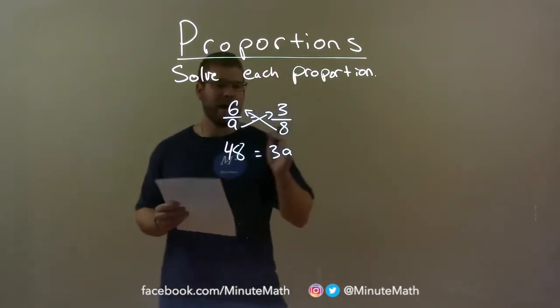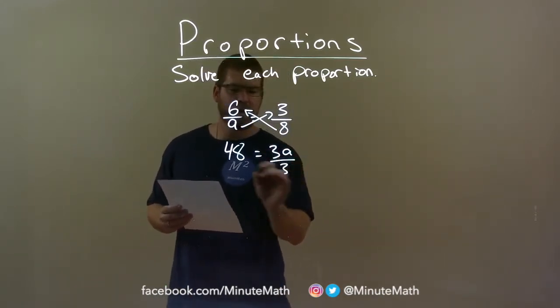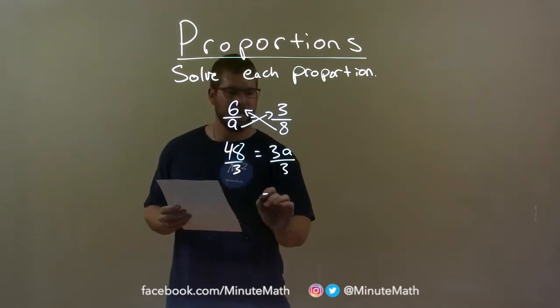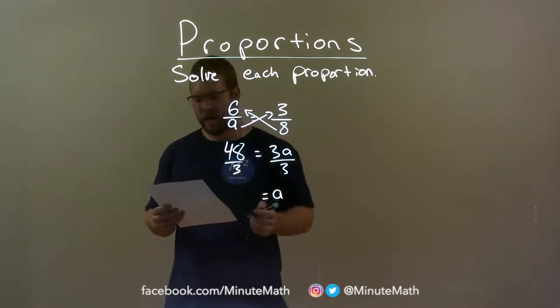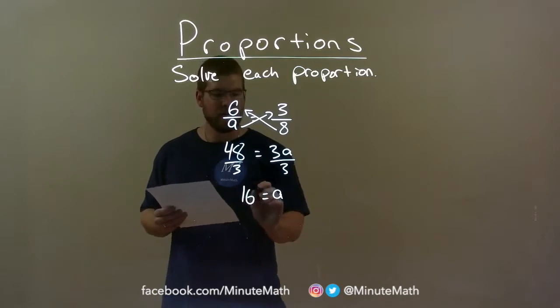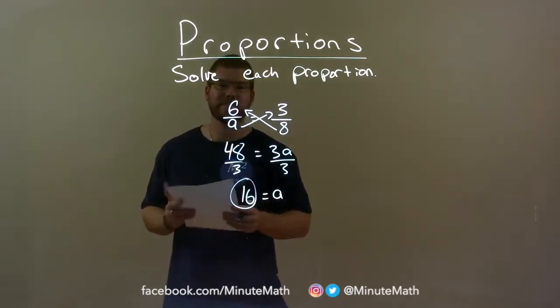Then from there, I have to divide both sides by 3 to get a by itself. Okay? a is by itself on the right. 48 divided by 3 is 16. And so my final answer here is just 16.